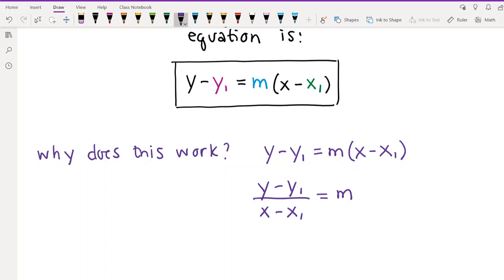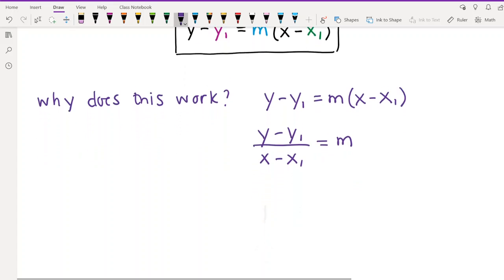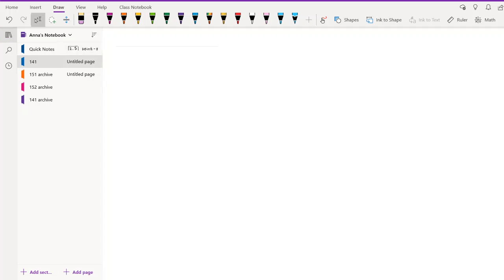So if you're ever trying to remember what point slope form looks like, if you start with this equation and just multiply both sides by x minus x1, that will lead you right back to point slope form. So I just wanted to make a note of that. Okay, so let's do some examples.